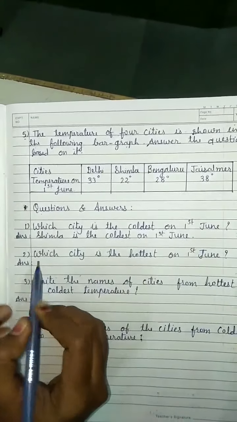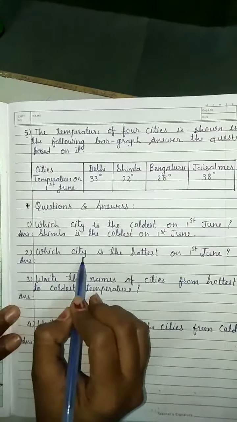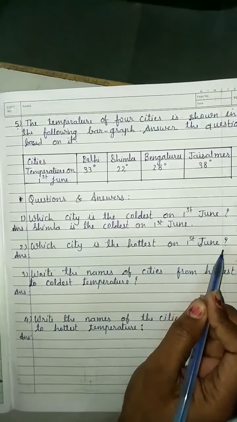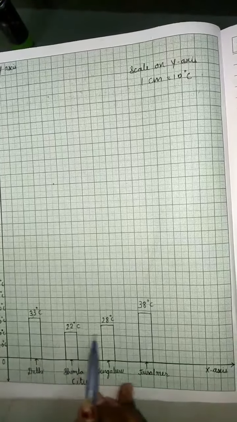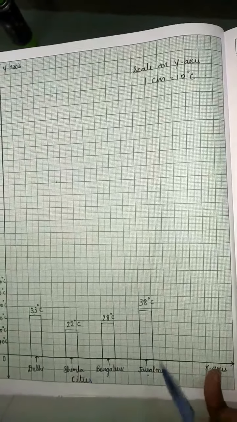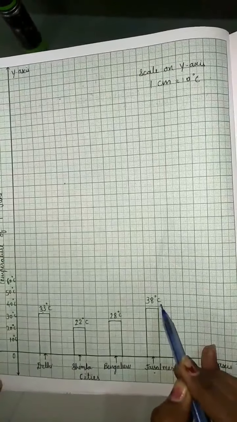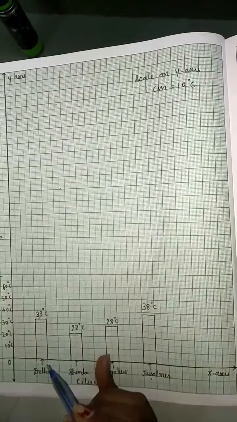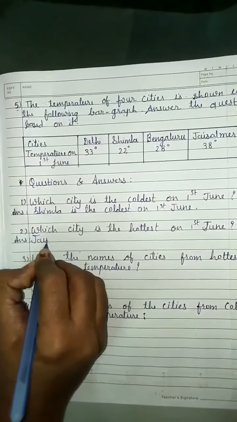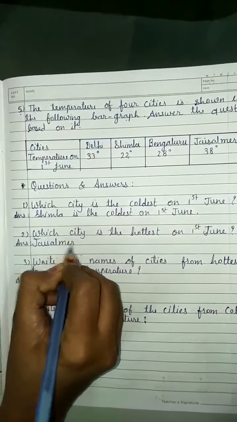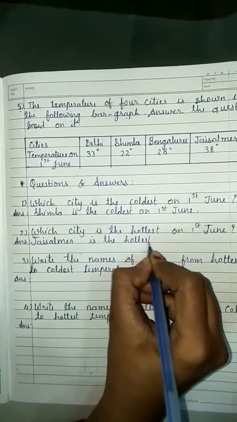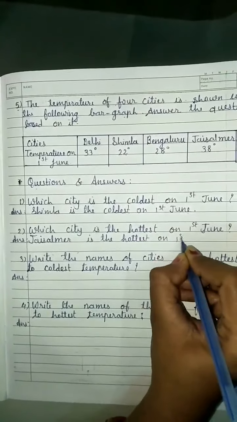Now students, let's read question number 2. Which city is the hottest on 1st June? Let's see in the bar graph. So students, here you can see that Jaisalmer is having 38 degree centigrade. So 1st June. So let's write in our answer: Jaisalmer is the hottest on 1st June.